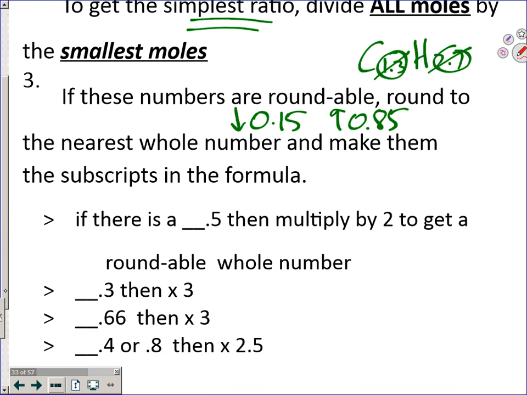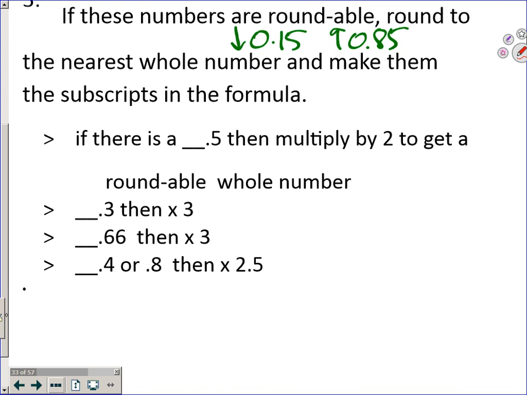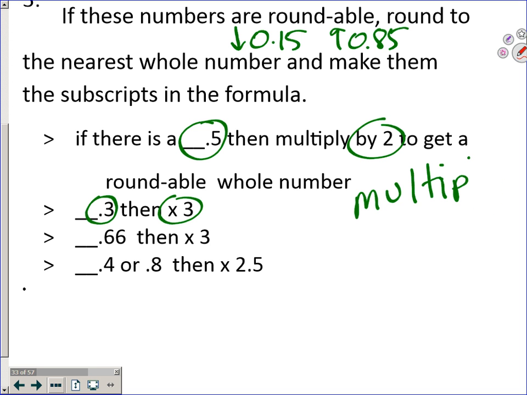Goodness gracious. Sorry, this guy's messing up. Okay. If you get a 0.5 number on the end, you multiply by 2 to get to a full number or to a roundable number. If you have 0.3, you just multiply all subscripts by this.